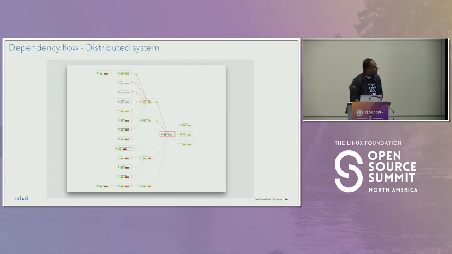So what does a dependency graph look like? I talked a lot about dependency graphs. This is a screenshot from an incident. When an incident happened, the asset in the middle, right here, you can see my mouse, was the one that had an issue. But if you look at this, there are so many different assets and services participating in this flow.